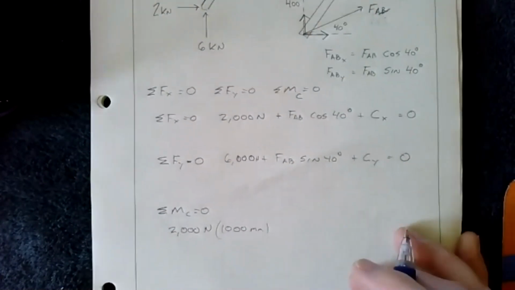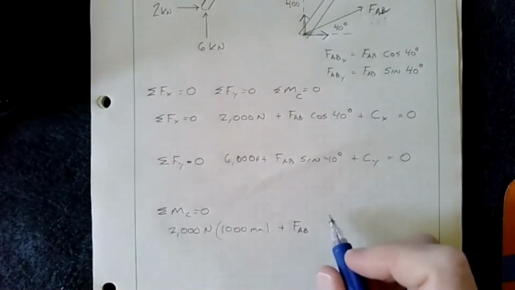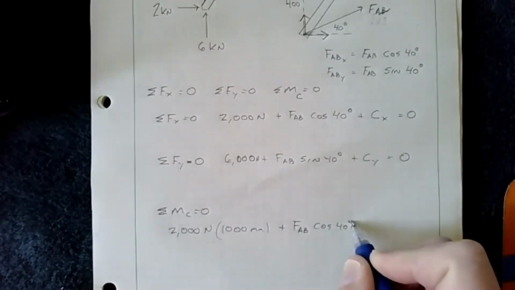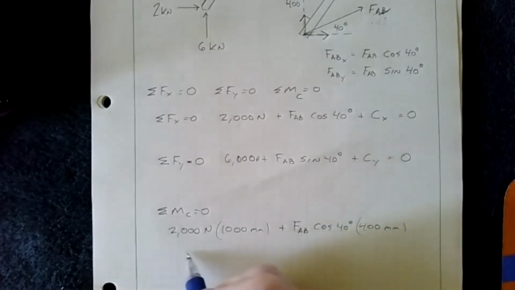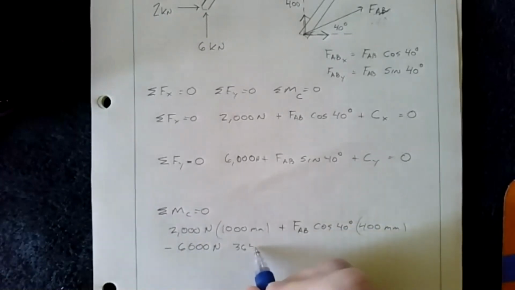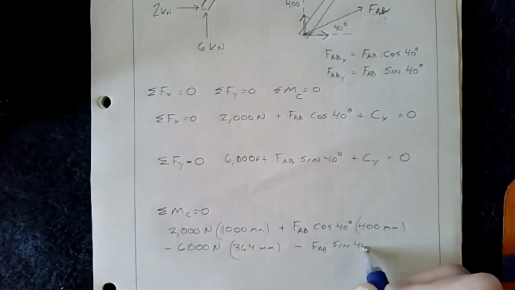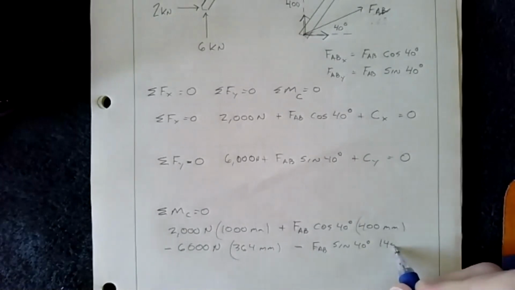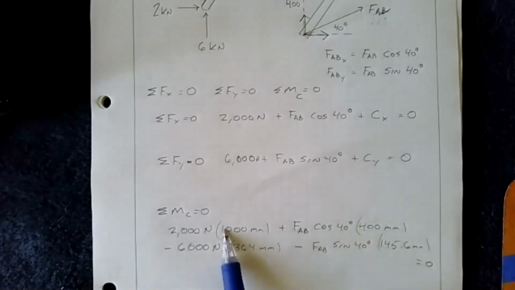And then that's going to be plus, and I'm keeping the positive moments together. So FAB cosine 40 degrees times 400 millimeters, and then that's going to be minus 6,000 newtons times 364 millimeters. And that's going to be minus FAB sine 40 times 145.6 millimeters. All that equals 0. So this plus this minus that, all equals 0.